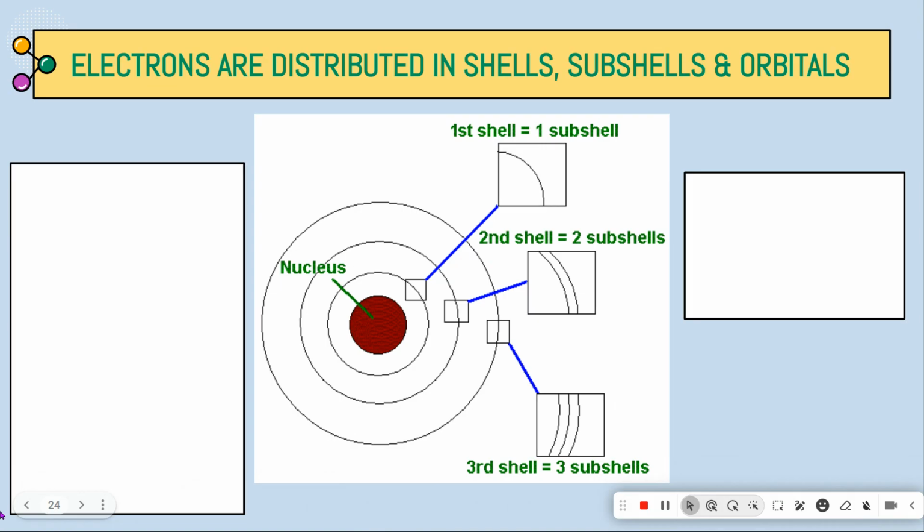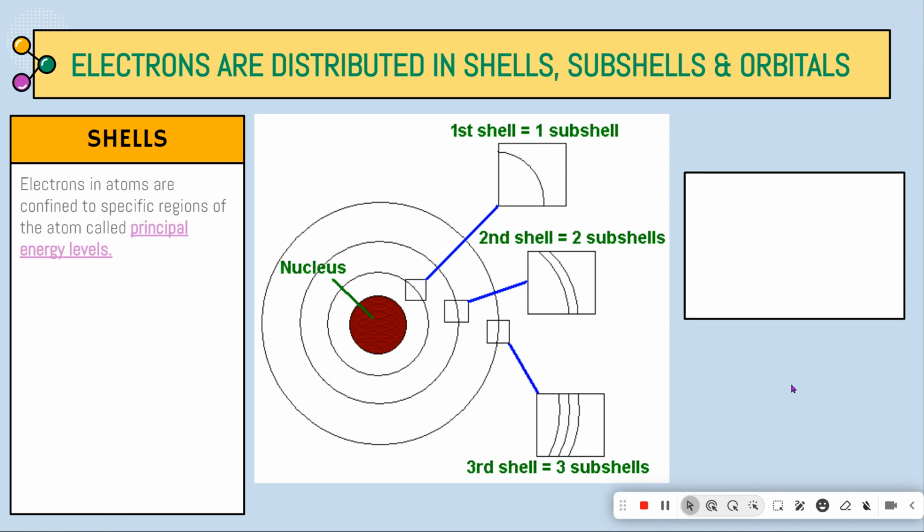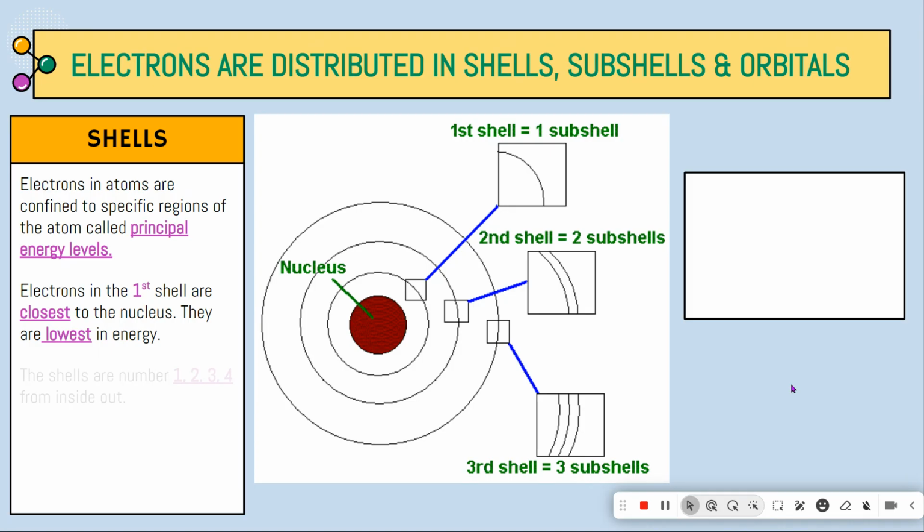So to start off, electrons are found, we're going to talk about shells, subshells, and orbitals. Electrons within an atom are confined to a specific region of space, which is called a principal energy level. Electrons in the first shell, the first energy level, are closest to the nucleus, and they are the lowest in energy. The shells are numbered with numbers 1, 2, 3, 4, etc. from the inside of the atom out.